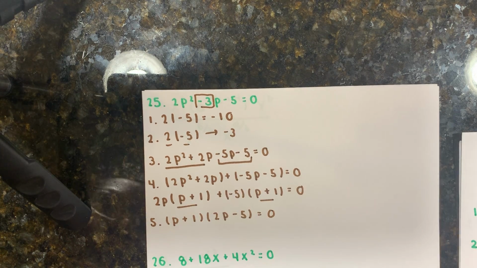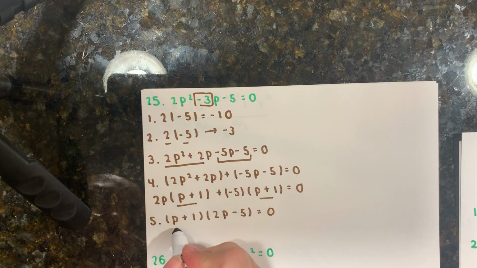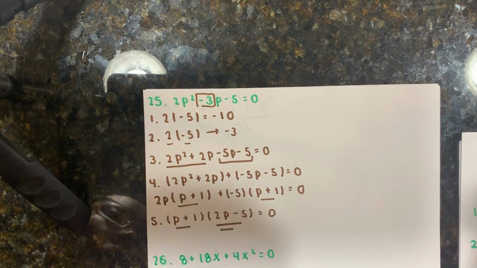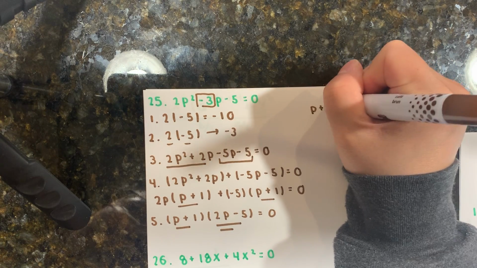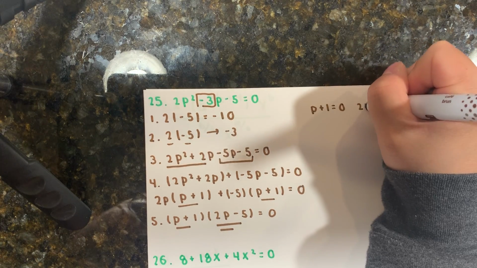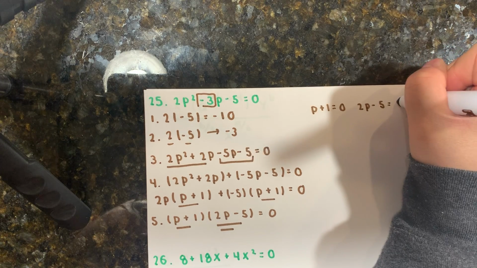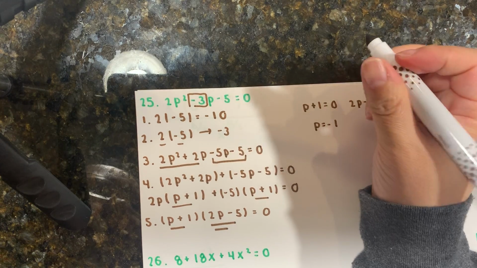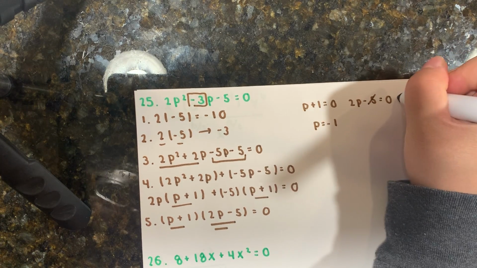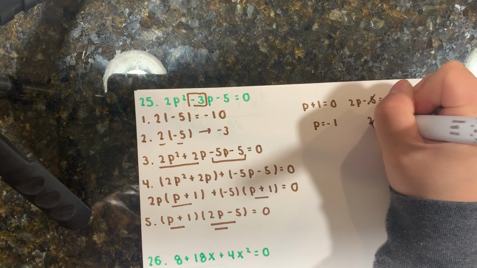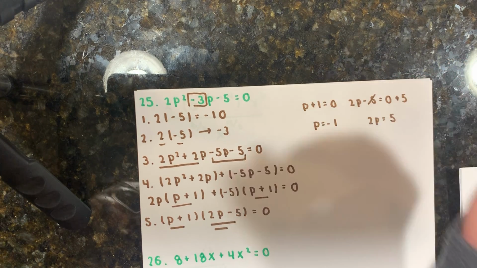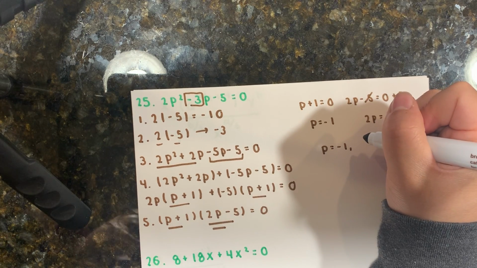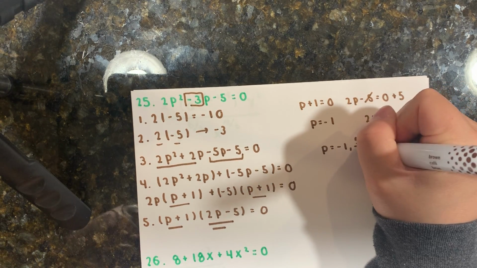minus 5. Now to solve, you're going to set this parenthesis equal to 0 and this parenthesis equal to 0. So I'd have p plus 1 equals 0, and then 2p minus 5 equals 0. So that would mean p is equal to negative 1. And then when you move the 5 to the other side, you get 2p is equal to 5. So I have two answers. I have p equals negative 1, and then p is equal to 5 over 2.